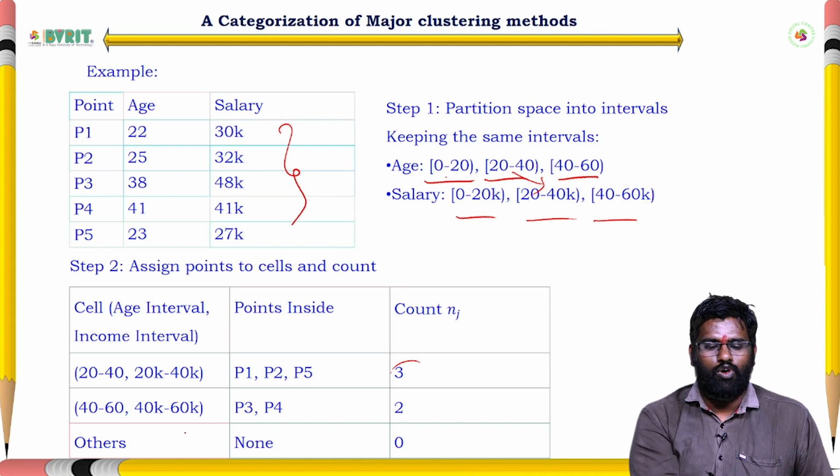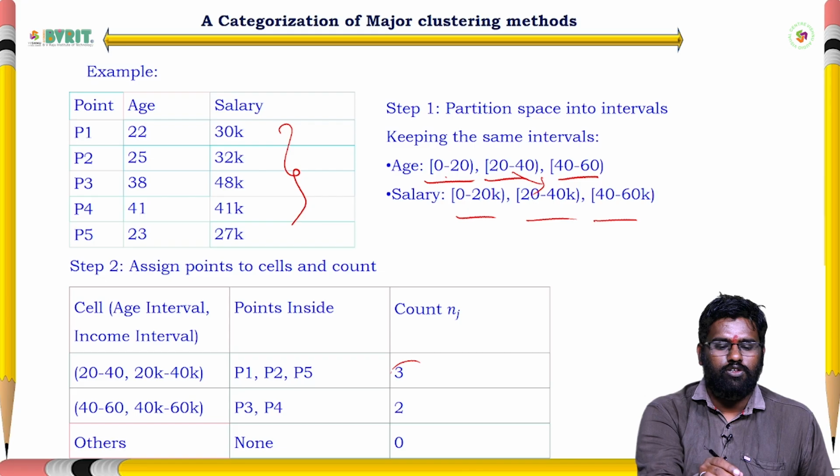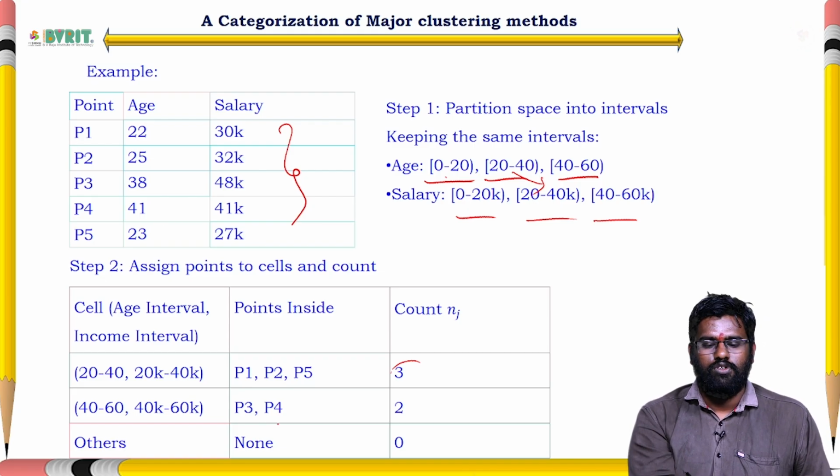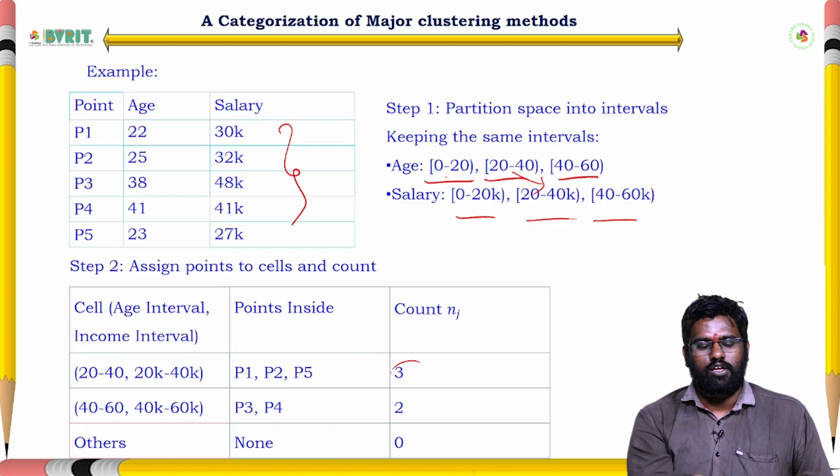Next, 40 to 60 and 40k to 60k. 40 to 60 contains only P4, and 40 to 60k contains P3 and P4. So P3 and P4 are to be there. Then the others have none. So it does not have any points, to be matched with the examples.